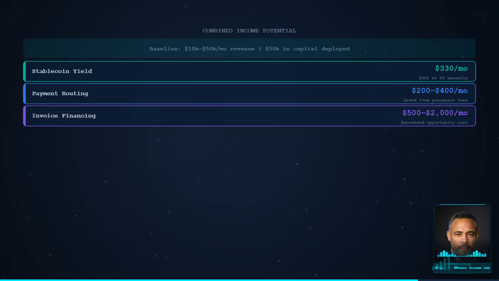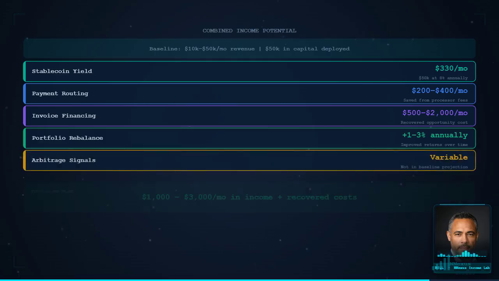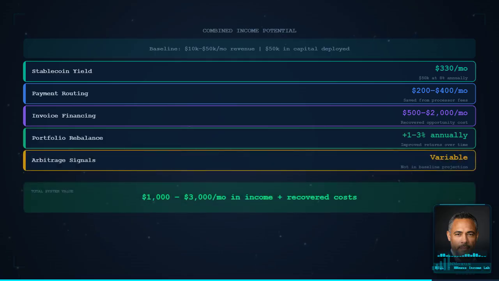The connective layer is Make.com. One dashboard monitors all 5 workflows. Alerts go to Slack or email when any workflow needs attention. Monthly reports are generated automatically: yield, savings, portfolio performance.